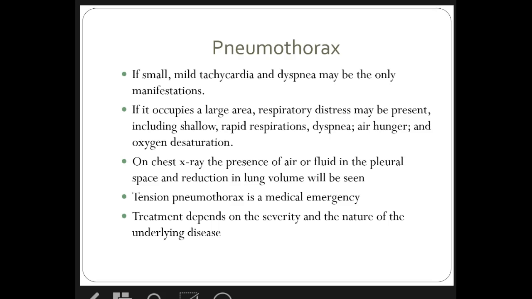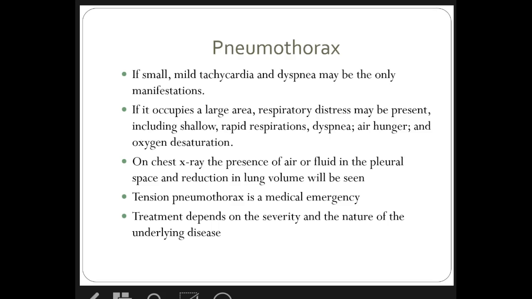If a pneumothorax is small, the patient may experience some mild tachycardia and may complain of some dyspnea as the only manifestations. If it is a larger area, they may actually have respiratory distress, including shallow rapid respirations, dyspnea, air hunger, and oxygen desaturation.